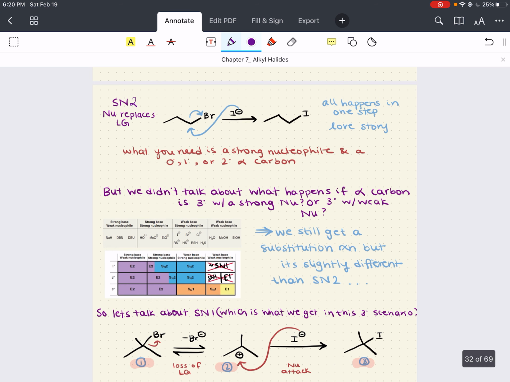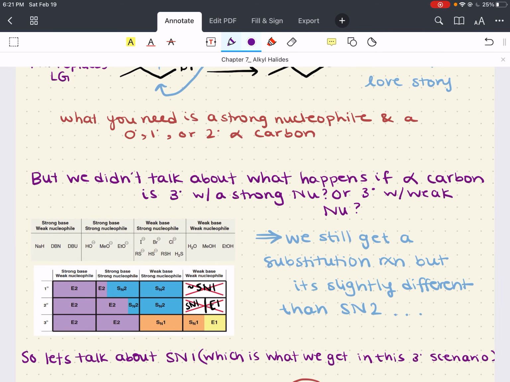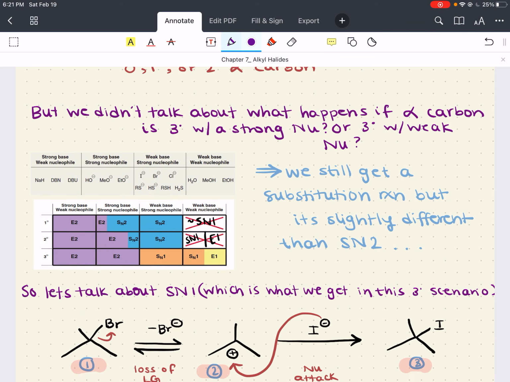The SN1 mechanism is similar to SN2 in that you get a substitution product, but it's different in other ways as well. Now, we've covered SN2, where a nucleophile replaces a leaving group in a concerted one-step mechanism. And for this, we needed a strong nucleophile in an alpha position that was primary or secondary. But we didn't talk about what happens if the alpha carbon is tertiary with a strong nucleophile, or with a tertiary alpha carbon with a weak nucleophile. Well, spoiler alert, we get SN1. And let's talk about SN1.